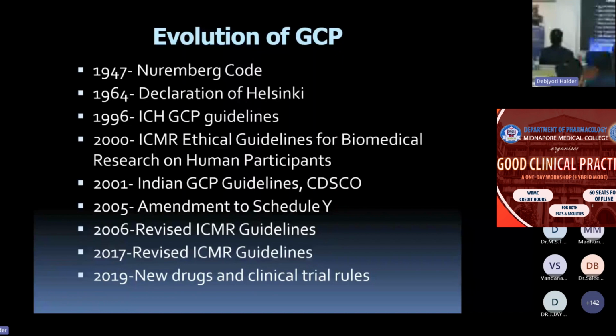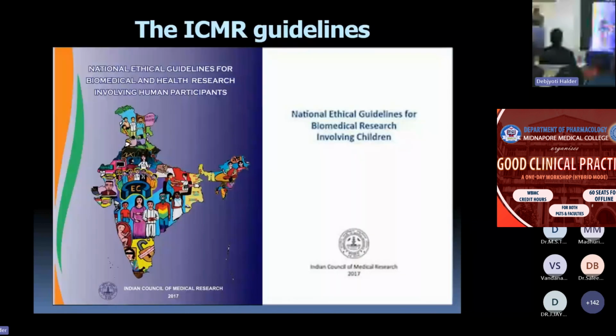In 2006, there were revised ICMR guidelines. The last major revision of the ICMR guidelines has been in 2017. And in 2017, ICMR actually came up with two guidelines. One is the general guidelines and one is a guideline specifically for biomedical research involving children. Okay. So that was in October 2017.